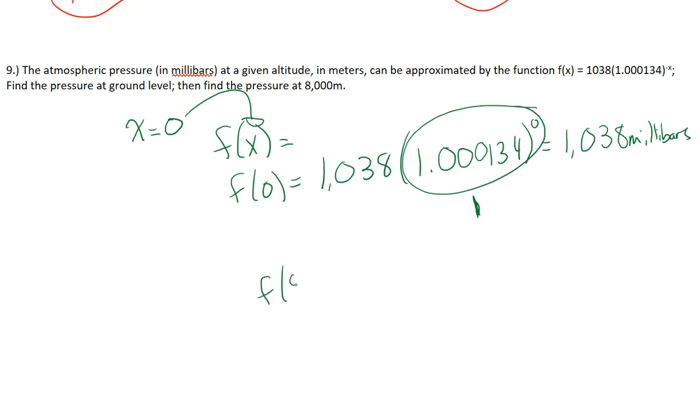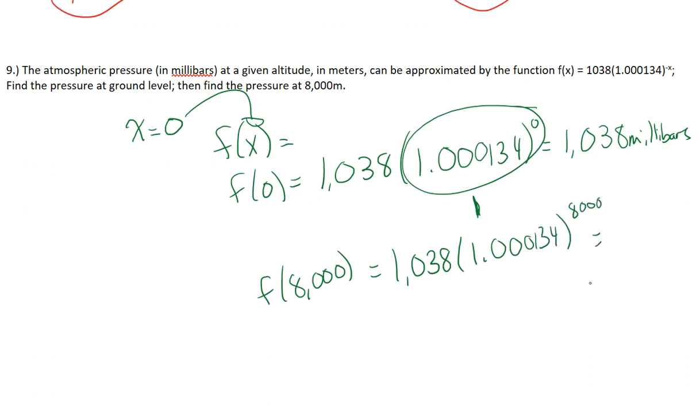The next I want to find at 8,000. So I'm going to plug that number in with 8,000. And what we get for this, and that should be a negative because it's negative x, we get 355 millibars.